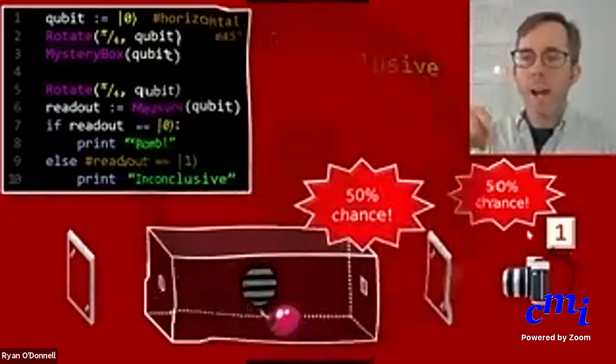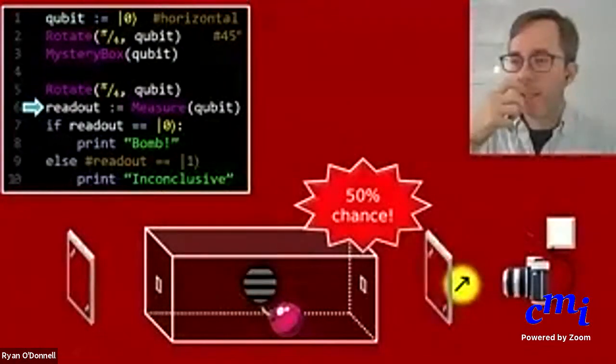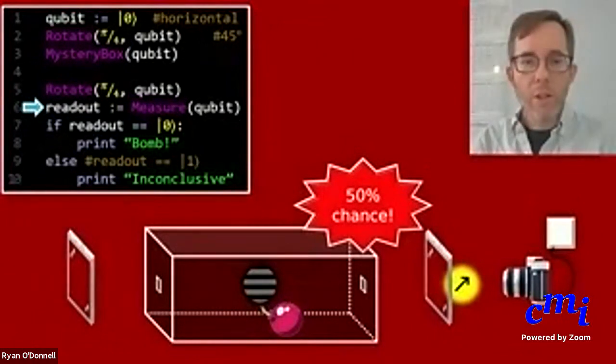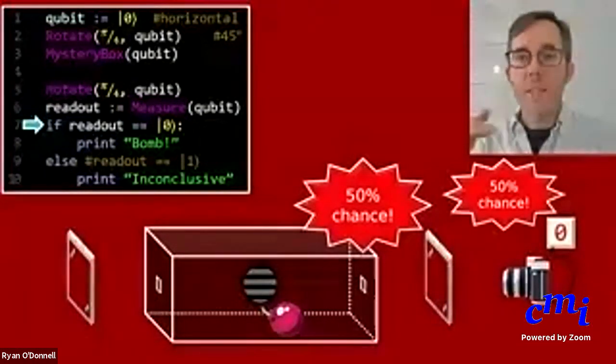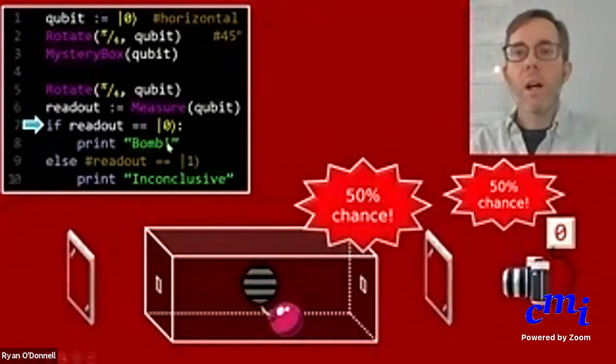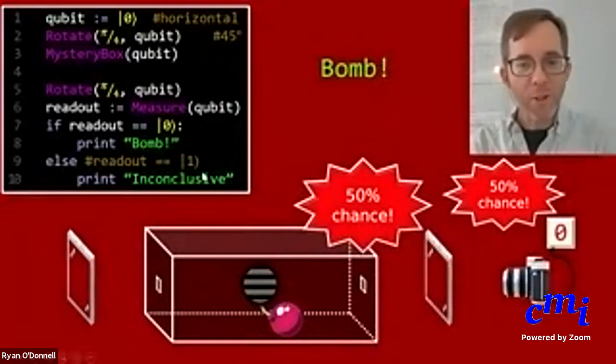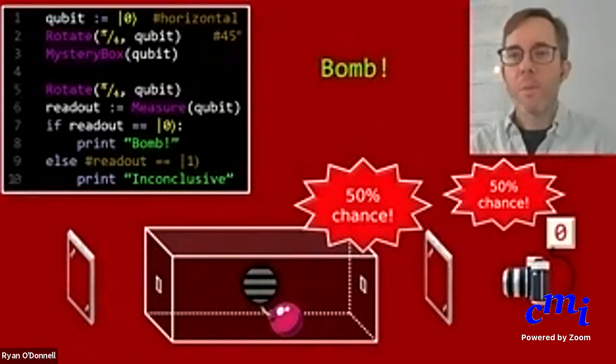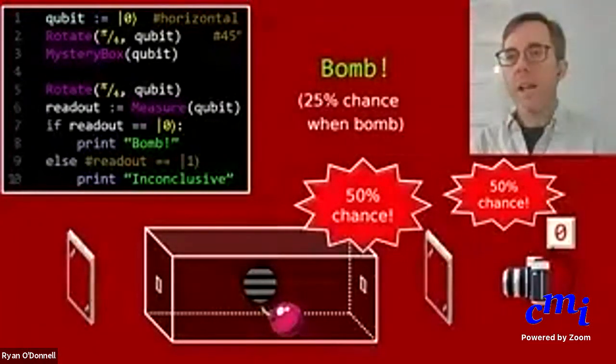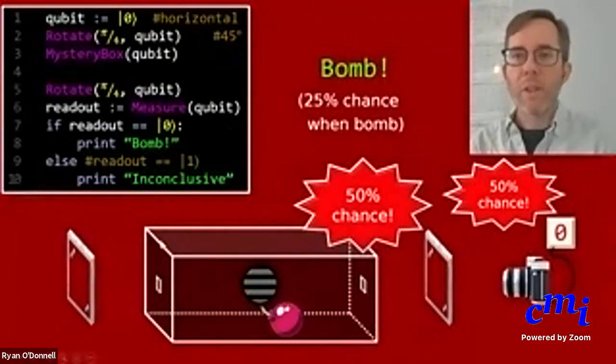But if we rewind time now, right before we put in the measuring device, there's also a 50% chance it'll get measured to 0. And then if we look at the code, it prints out bomb. And that's kind of good. That's correct. We sort of detected in this case that there was a bomb inside the box. And this happens again with 25% chance because there's a 50% chance of not exploding, and then a 50% chance that the measurement outcome was 0.